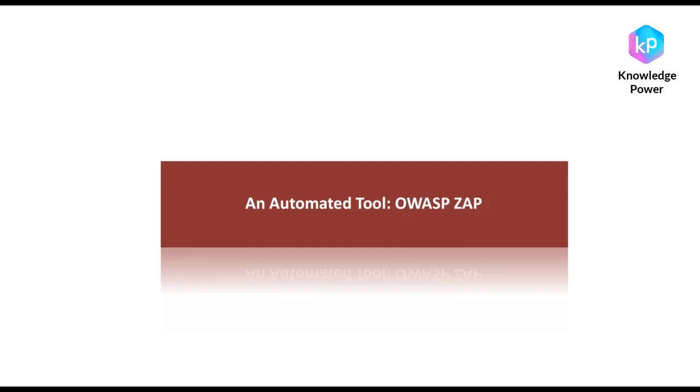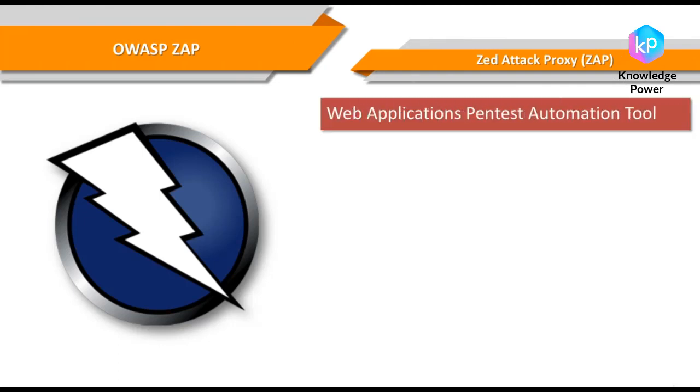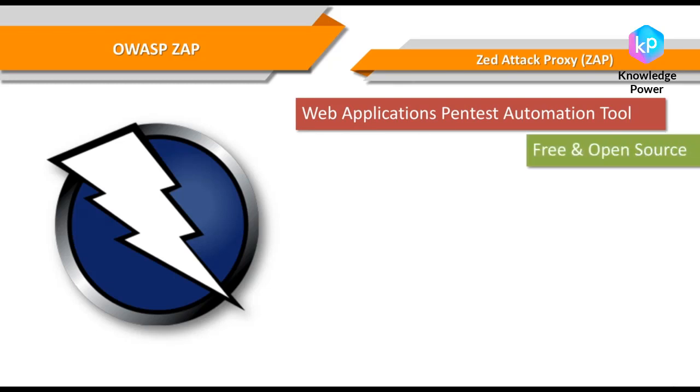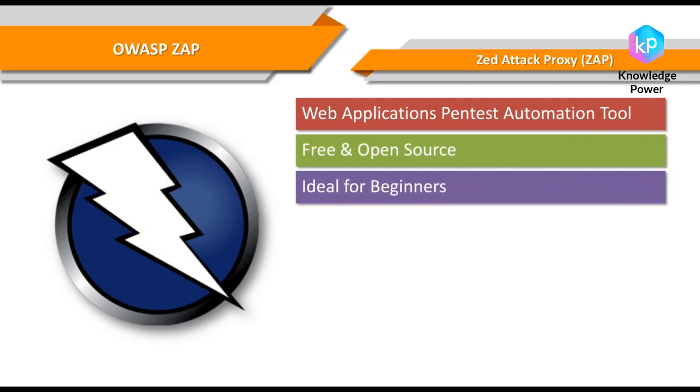The OWASP ZAP proxy, otherwise known as ZAP, is one of the world's most popular free security tools. It can help you automatically find security vulnerabilities in web applications. So to answer your first question, what is OWASP ZAP? ZAP is a tool to find the vulnerabilities in web applications. It's completely free and open source. Because of the ease of use, it's ideal for people new to application security.